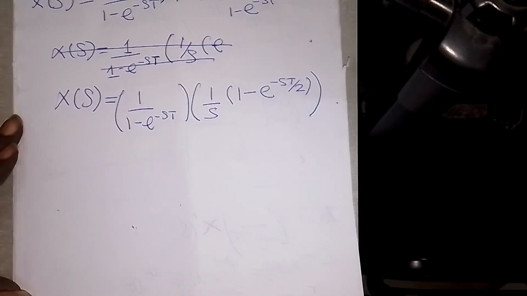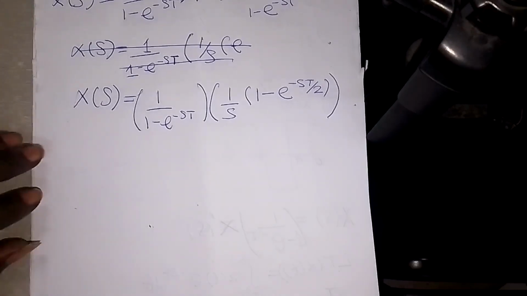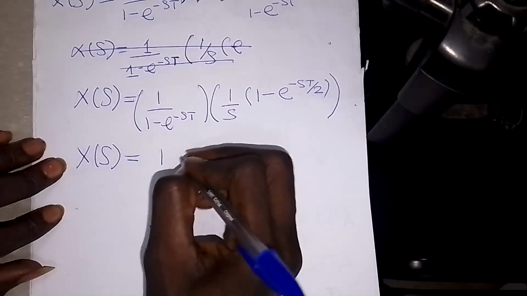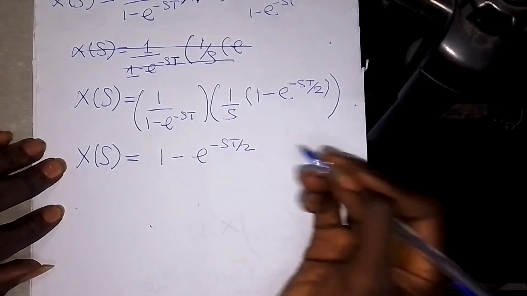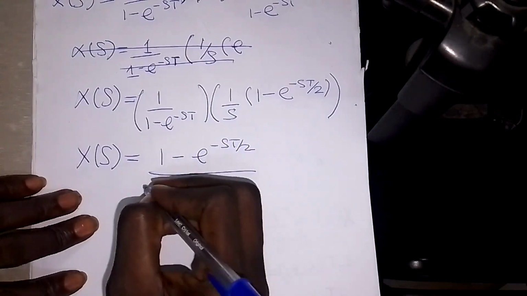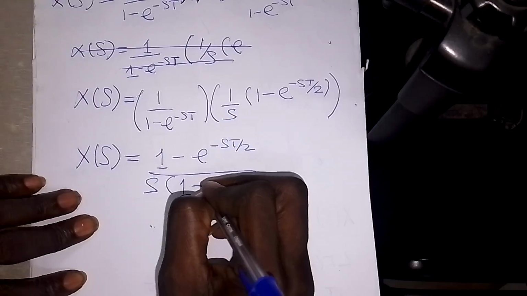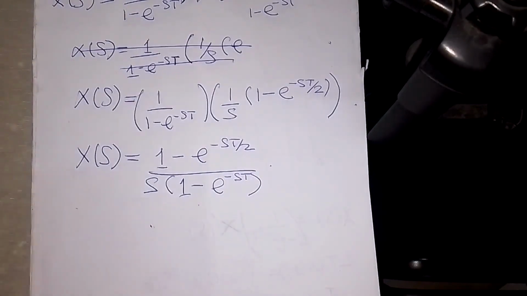So basically this is our x of s. You can continue to simplify it further. If you do any further simplification, then you're going to have x of s equals 1 minus e to the minus st on 2, all over s into 1 minus e to the minus st. If you continue, this is what you're going to get for your answer. So that is for the first question.